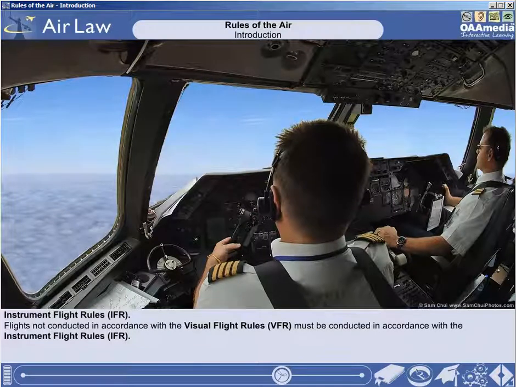Flights not conducted in accordance with the visual flight rules must be conducted in accordance with the instrument flight rules. Such flights are commonly referred to as IFR flights. You will learn more about IFR flight later on.